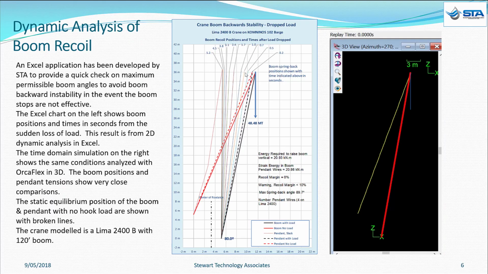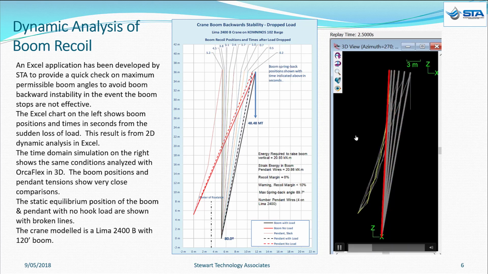Here we're looking at a comparison between the very quick analysis, practically instant, in Excel where the boom positions are shown, and what we get with an Orcaflex analysis with the same simple boom. We see the replay time clicking away here, and we see the positions over here with seconds, and we see that the times are virtually identical.